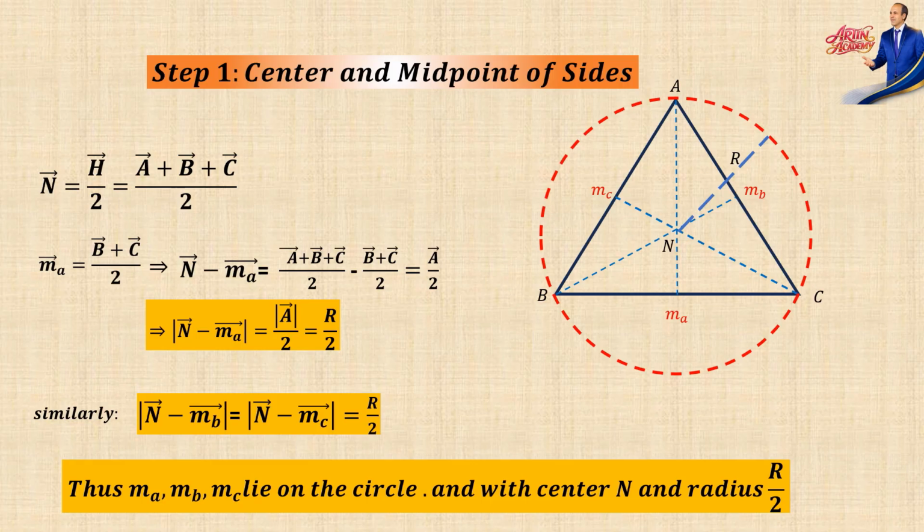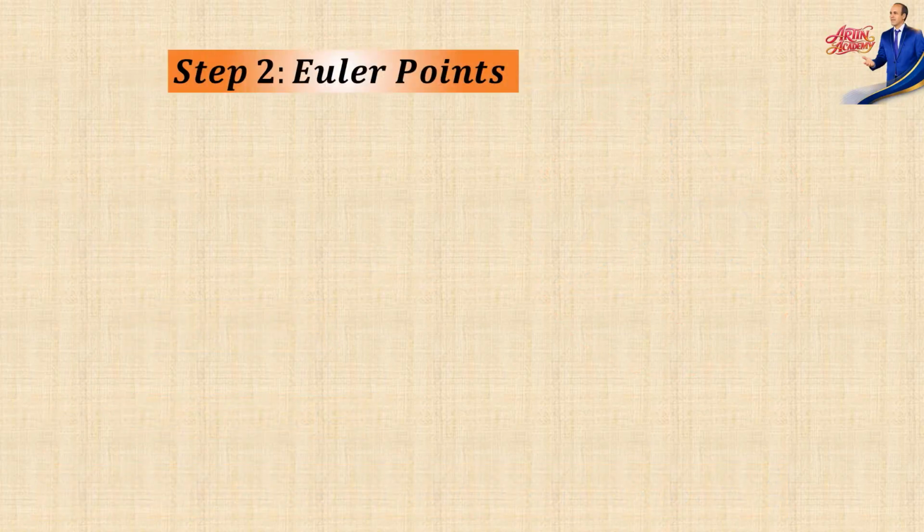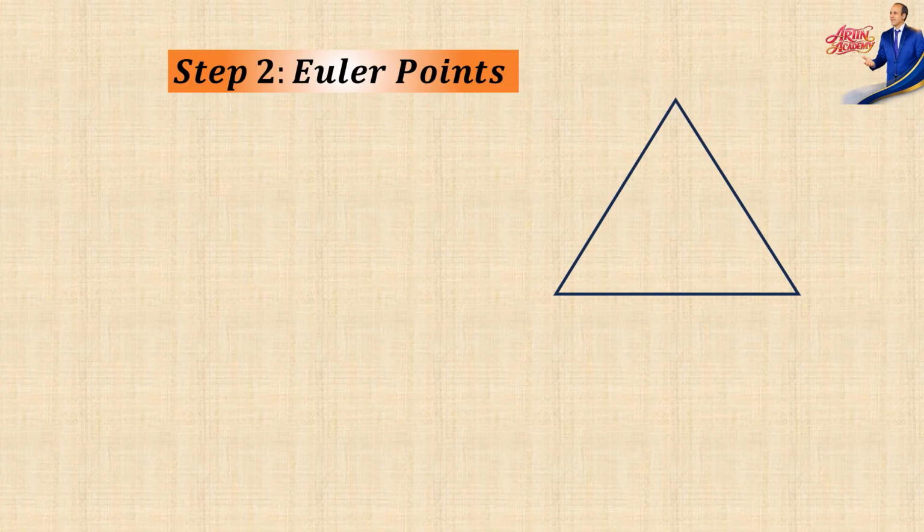Similarly, the magnitude of vector N minus vector M sub B and the magnitude of vector N minus vector M sub C are both equal to R/2. Thus, M sub A, M sub B, and M sub C lie on the circle with the center N and radius R/2. Step 2. Euler points. Euler point E sub A is the midpoint of AH.